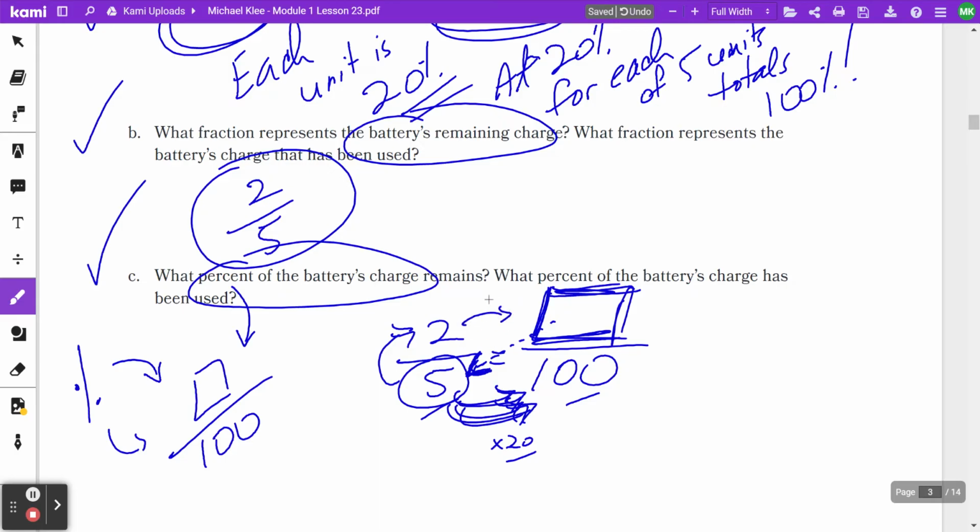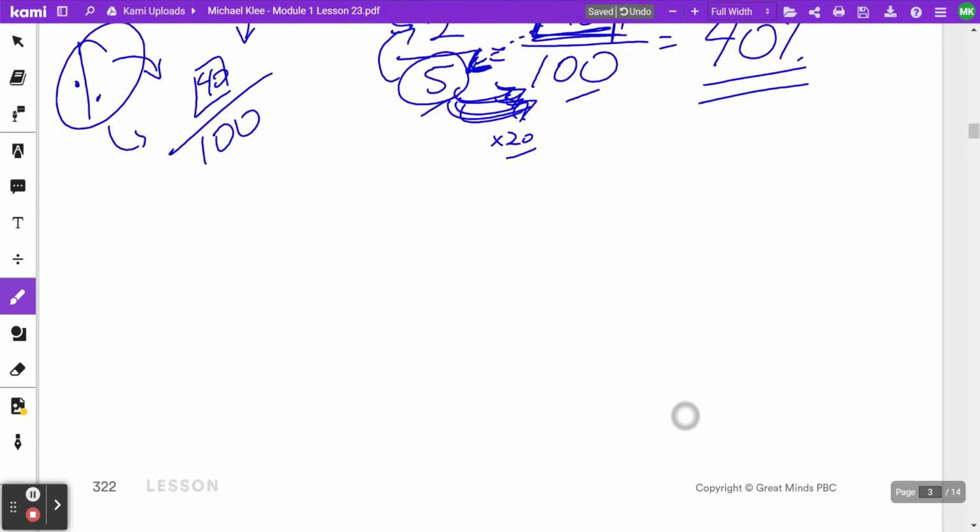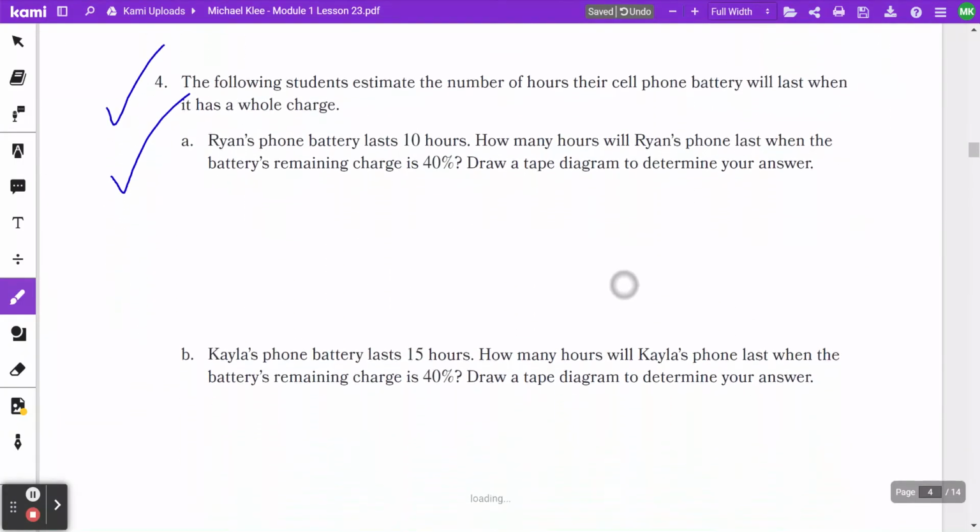Whatever I do to the bottom, I must do to the top, right? So 2 times 20 gives me 40. Well, there's that percentage, right? So if that's 40, a percentage is some value over 100, therefore 40%. Okay, and that's how we run it. Let's see what else we have here.